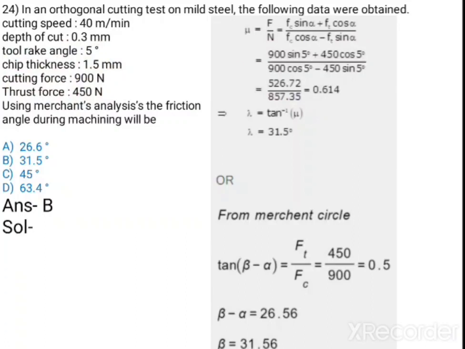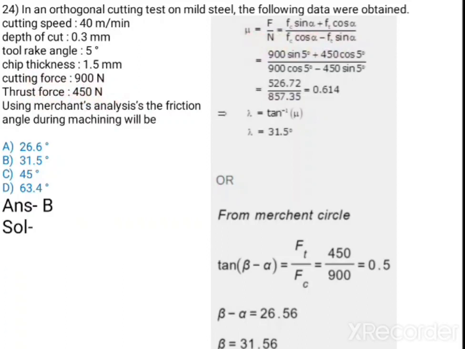So that is indicating (Fc sin alpha + Ft cos alpha) divided by (Fc cos alpha - Ft sin alpha). You have to remember this formula. There is no option for this, so just put the values. What is the cutting force Fc? 900. Alpha is given as 5 degree, and Ft, the thrust force, is given as 450.